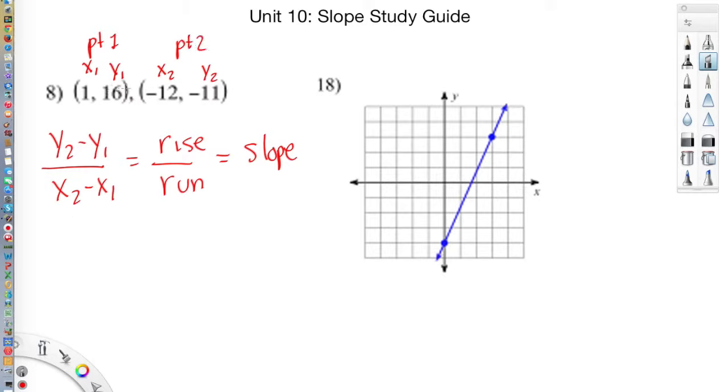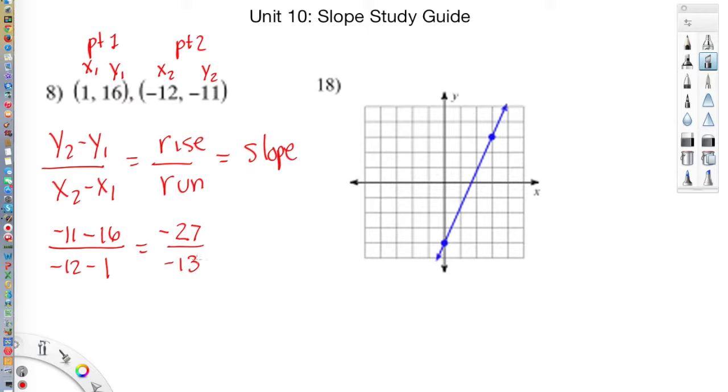Okay, so we substitute our values into this formula, and y2 is negative 11, and then I would subtract y1, which is 16. Then I would take x2, which is negative 12, and I would subtract my first x value, which is 1. Negative 11 minus 16 is like spending $11 then spending $16; altogether you would have spent $27. And then negative 12 minus 1 is just like digging a 12-foot hole and then digging it a foot deeper, which would be a 13-foot hole in the ground.